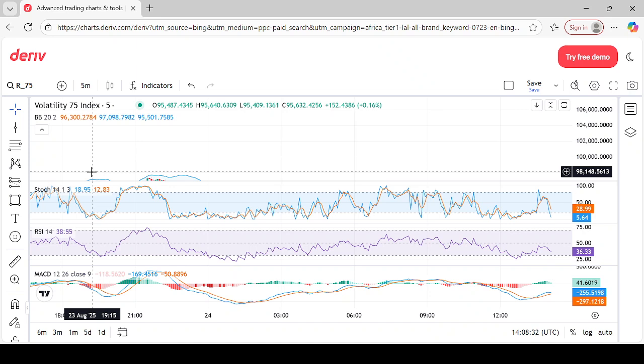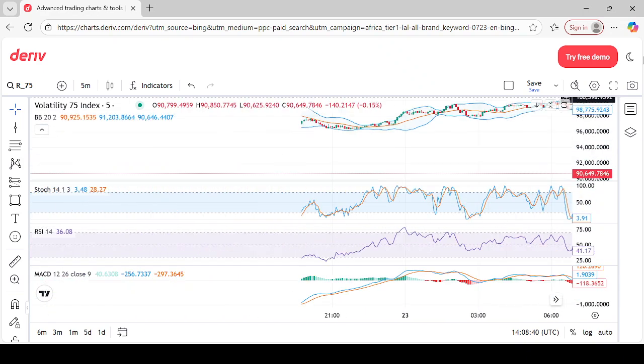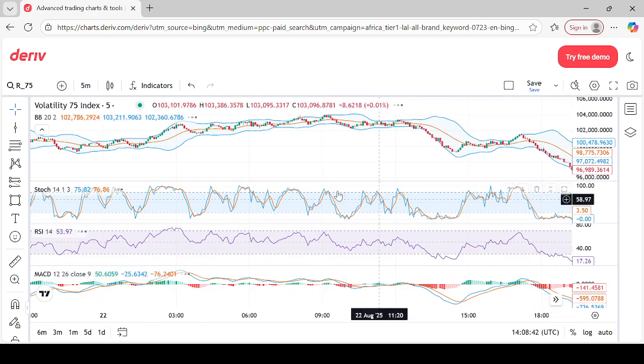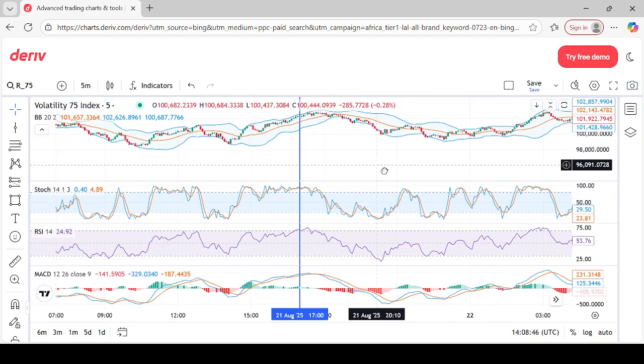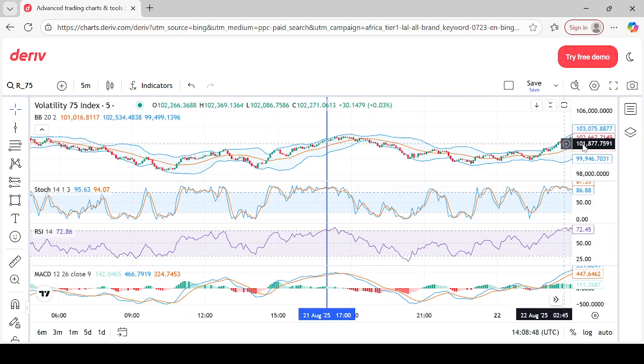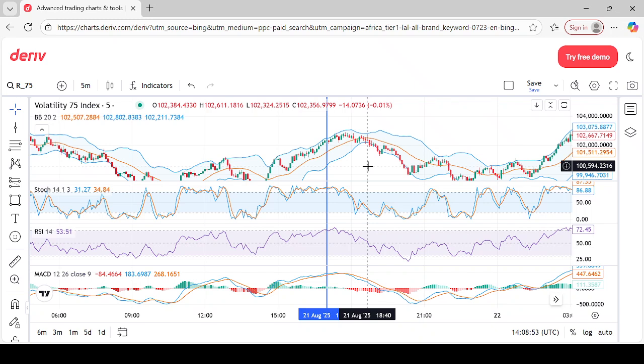Instead of losing all your account, you set your stop levels just below a recent low in a buy trade and above a recent high in a sell trade. You can use support and resistance to determine take profit and aim for favourable risk to reward areas.